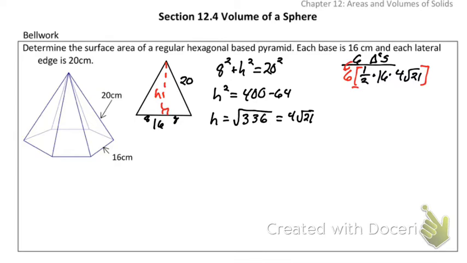Why am I blanking? What does that come out to? 192 radical 21. So that is our 6 triangles, is 192 square root of 21. That's just the triangles. Now I have to get the area of the base. The base is a hexagon. So we're going to go ahead and draw a hexagon.